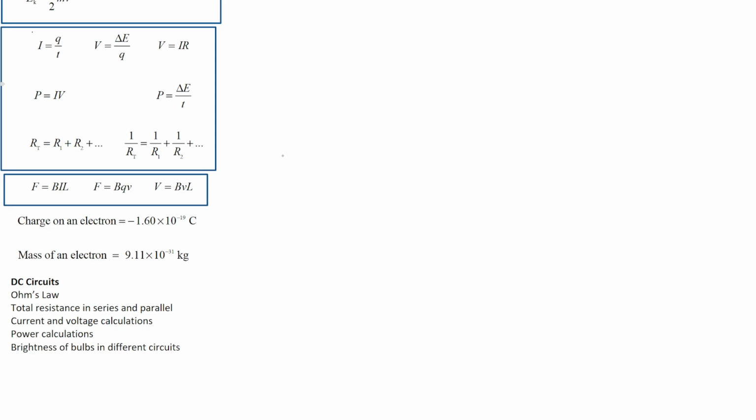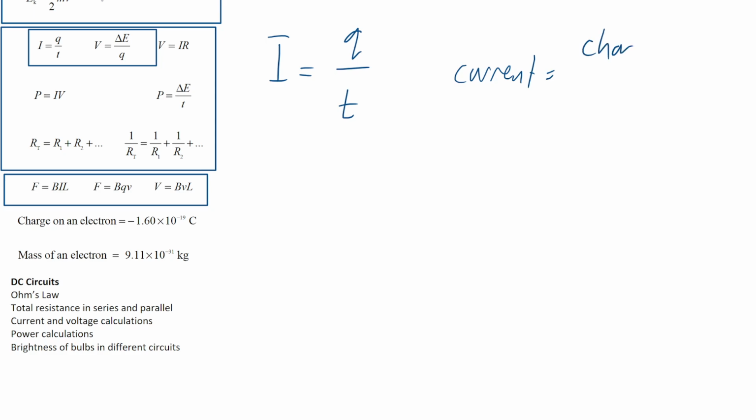Formula sheet. The first two, I haven't seen come up in any past exams really, maybe once or twice, but these are the definitions for current. So current is equal to charge per time. Charge per time. In other words, the flow of electrons, right? Depending on the size of the charge and how quickly it flows, will affect the current.